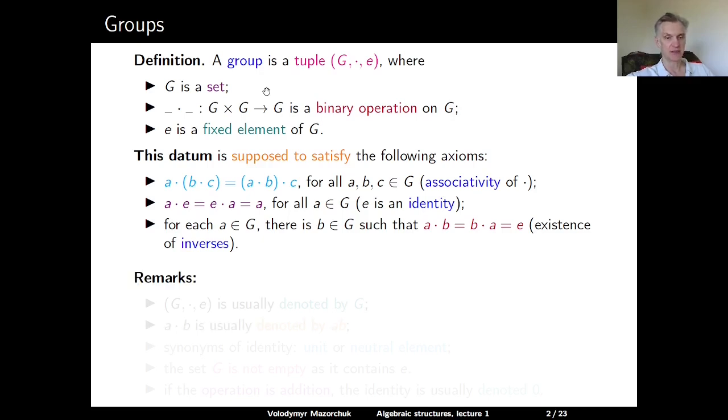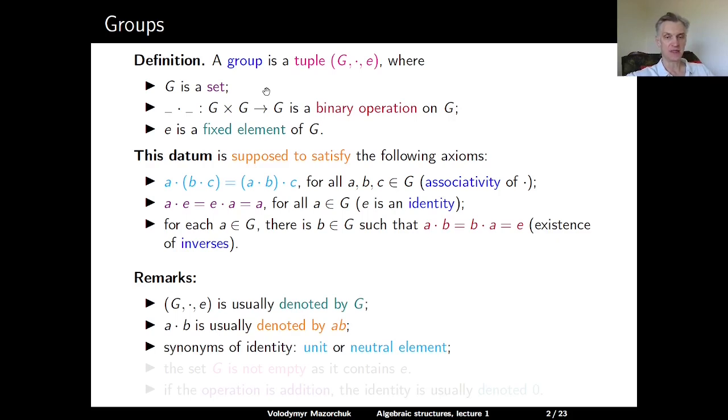Here are some remarks. First of all, the tuple consisting of G, the operation dot, and the element E is quite often denoted simply by G. Then the product of A and B is usually simply written by AB without the dot in the center. This is when the operation is clear. Also, the identity element is sometimes called the unit element or a neutral element.